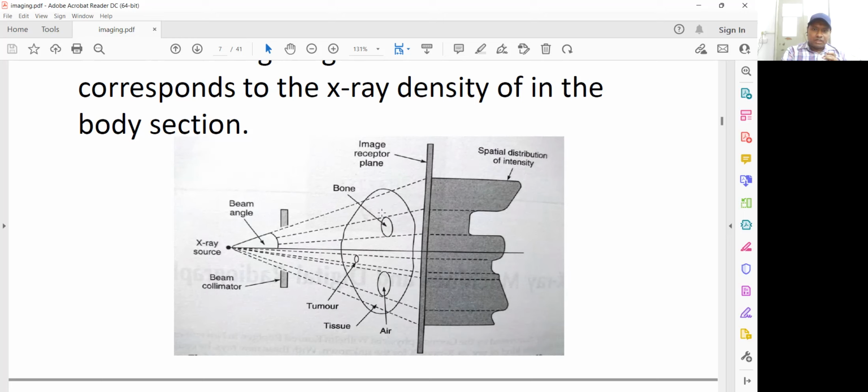And over here you can see the air, being the material inside our body. See over here, this is the maximum energy level shown in the spatial distribution of intensity, and for a tumor, this is the level of spatial distribution intensity. So this image clearly shows that as the bone is a solid material, it will absorb the maximum amount of energy from the X-ray.